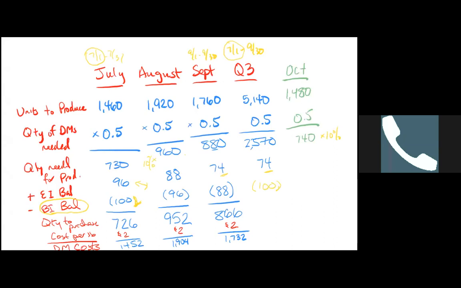All right. So if we add that down, that gets us to $2,544.